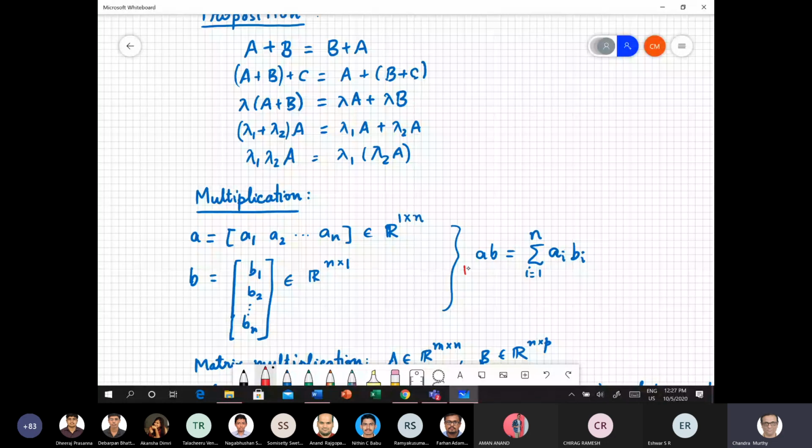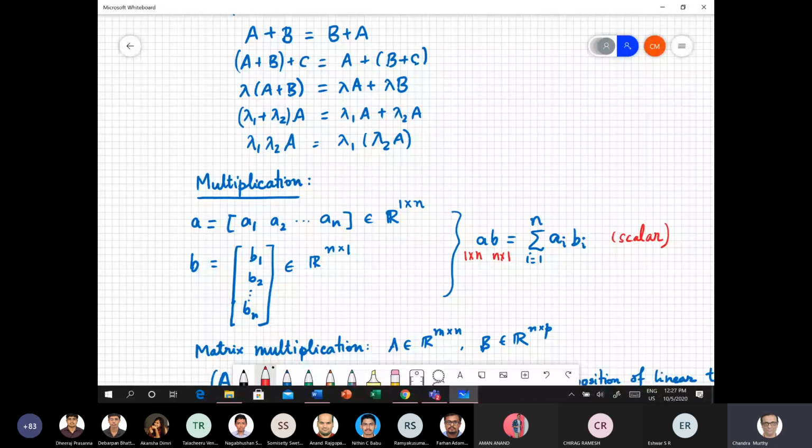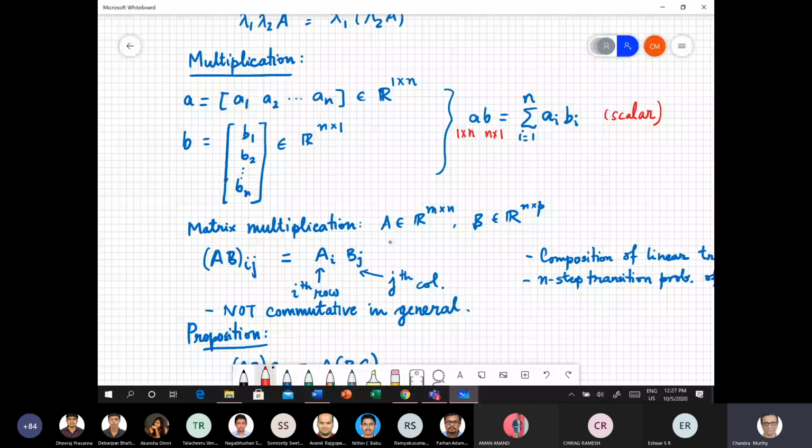So with this, we can define matrix multiplication. If I have two matrices, A of size M by N, and B of size N by P, then their product is a matrix of size M by P, and it is defined such that its ijth entry is equal to the product of the ith row of A with the jth column of B. So I'll write this here. I goes from 1 to M, the row index, and J goes from 1 to P.